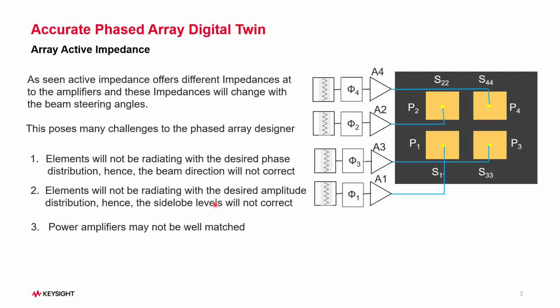That means amplifiers may not be well matched across the performance range of the phased array, which means the energy transfer from amplifier to the antenna elements will not be optimal or will not be maximum.